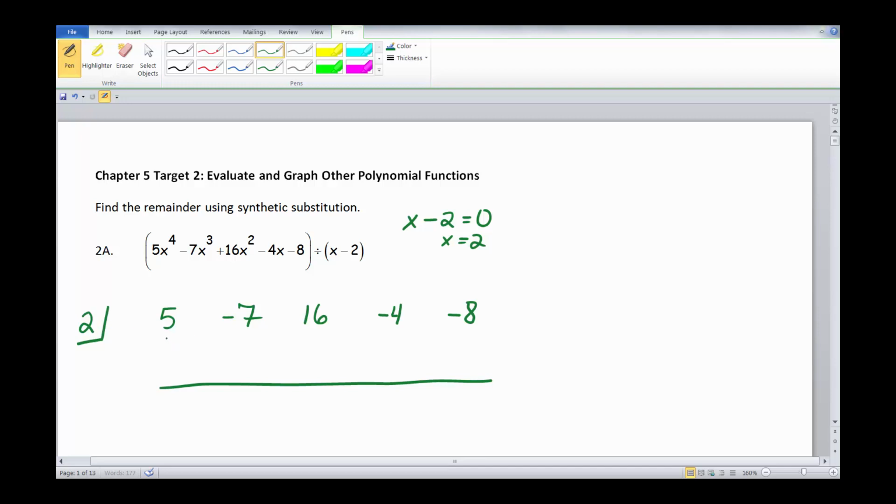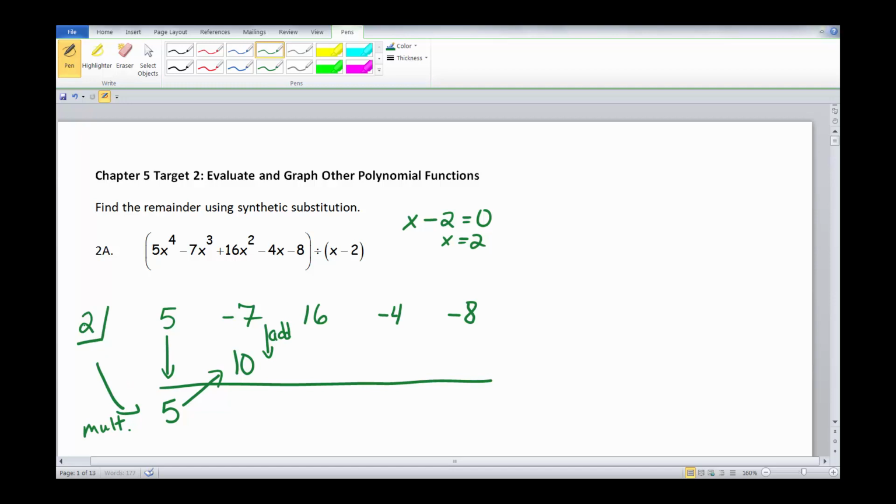For the first one, we're just going to go ahead and drop down that 5. And with the number inside of our box and the number underneath our bar, what we're always going to do is multiply those two numbers. So we're always going to times those. So 2 times 5 gives us 10. And then we go ahead and place that under the next number in the line. So we end up then with our negative 7 and our new number 10. What we're always going to do is add going down.